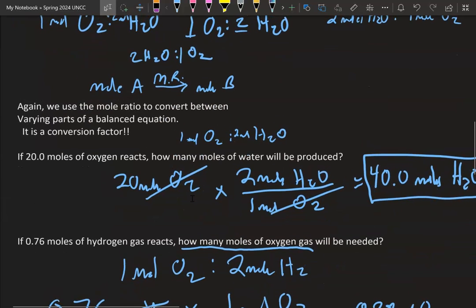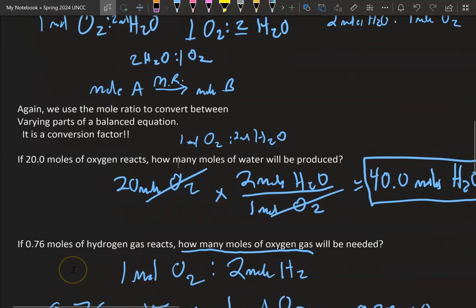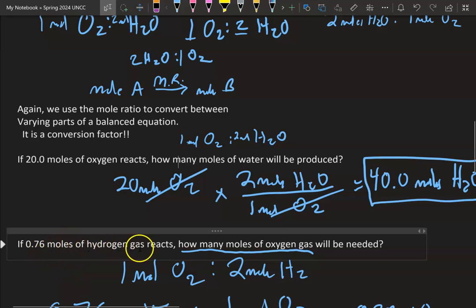Okay, so now let's look at another one here. So in this next example, it says if 0.76 moles of hydrogen gas reacts, how many moles of oxygen gas will be needed? Now, you're starting with moles and you're ending with moles.